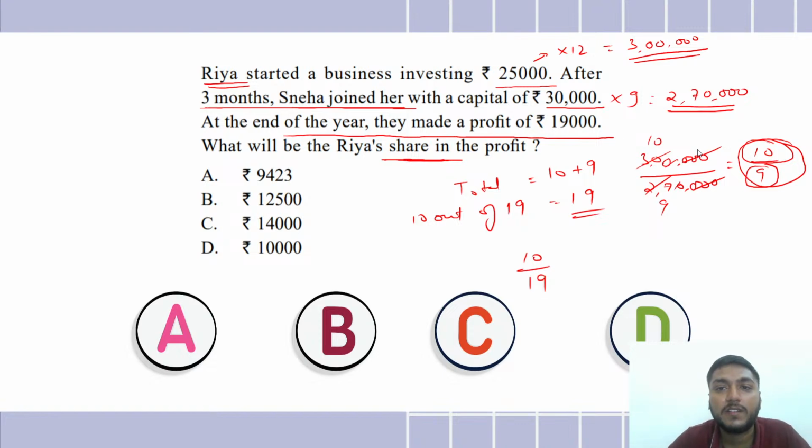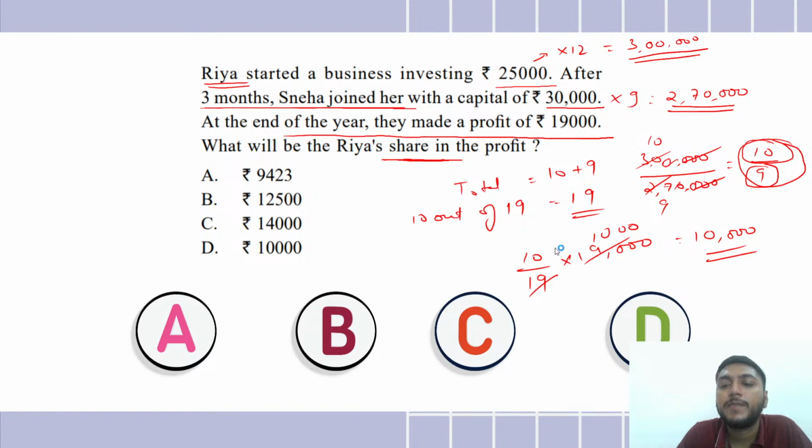10 by 19 is the investment. So 10 parts out of 19 parts is for Riya. So profit will also be 10 by 19 parts for Riya. So 10 by 19 would be multiplied by what? 10 by 19 would be multiplied by 19,000 rupees, right? Am I right, students? So this would ultimately come out to be 10,000. Why? Because this would come out to be 1,000 and 1,000 multiplied by 10. So we have got option D.